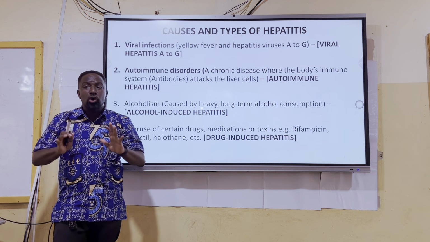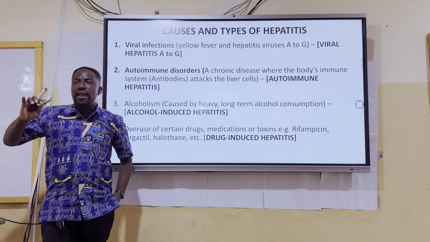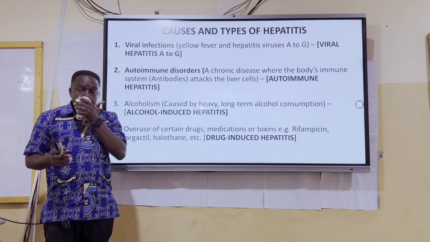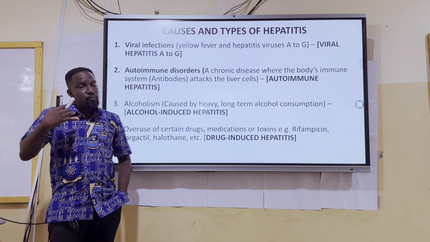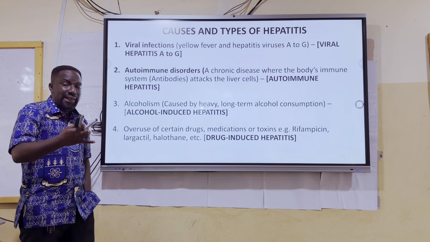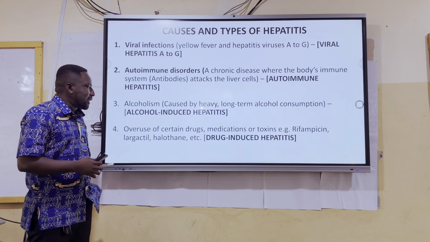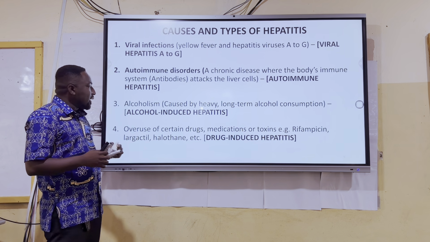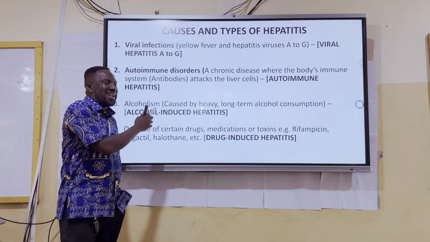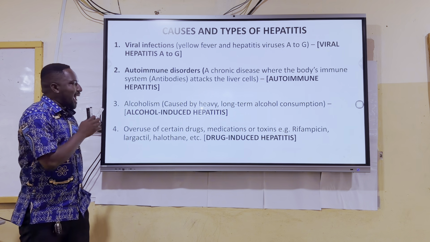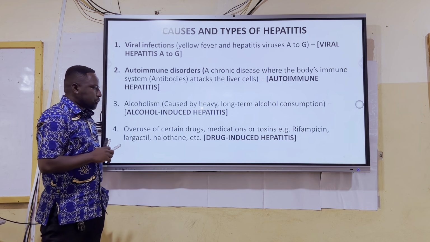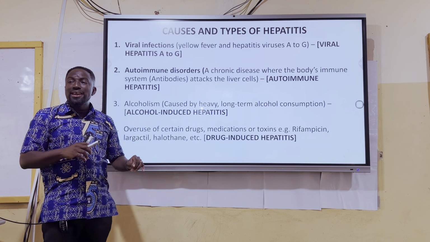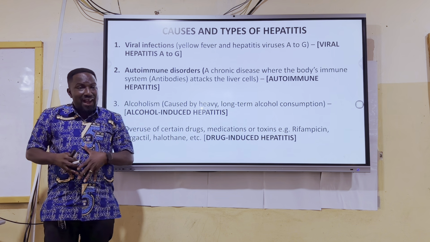And then chronic alcoholism, long-term alcohol consumption. There are some people that are chronic alcoholics. Even when they take water the next day, they are drunk. Now, if you take alcohol frequently, consistently for a longer period of time, you stand a chance of having your liver inflamed. And that condition is also known as what? Alcohol-induced hepatitis.